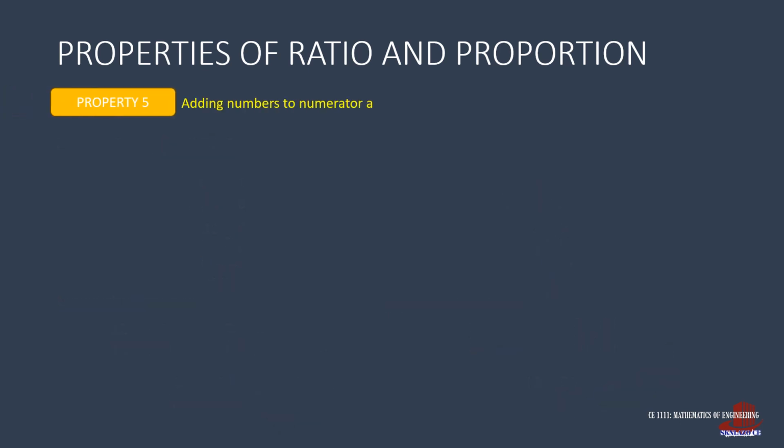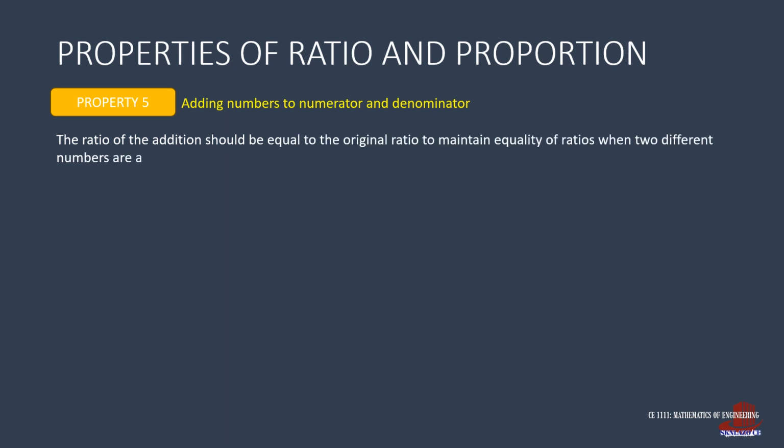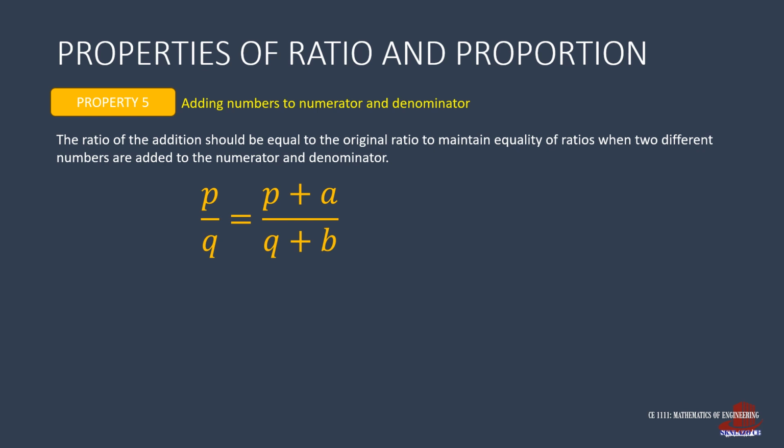The fifth property is adding different numbers in the numerator and denominator. The property states that the ratio will not change if the ratio of the numbers added is the same as the original ratio. This can be explained further by using the ratio P over Q, which will be the same even when adding A and B, if the ratio of A over B is the same as P over Q. The property holds true even with inequalities.